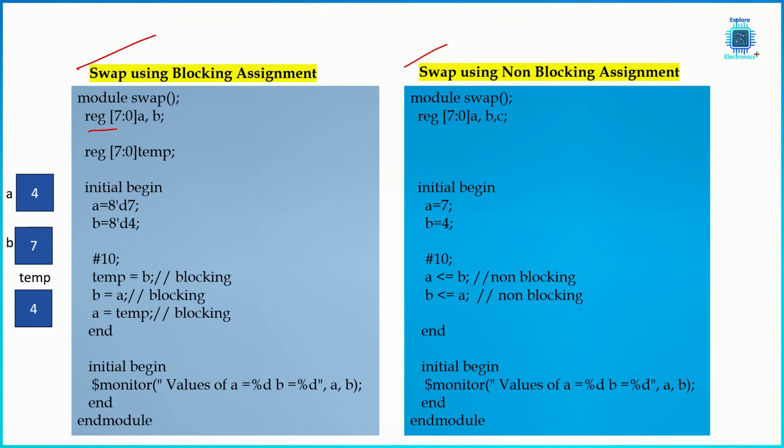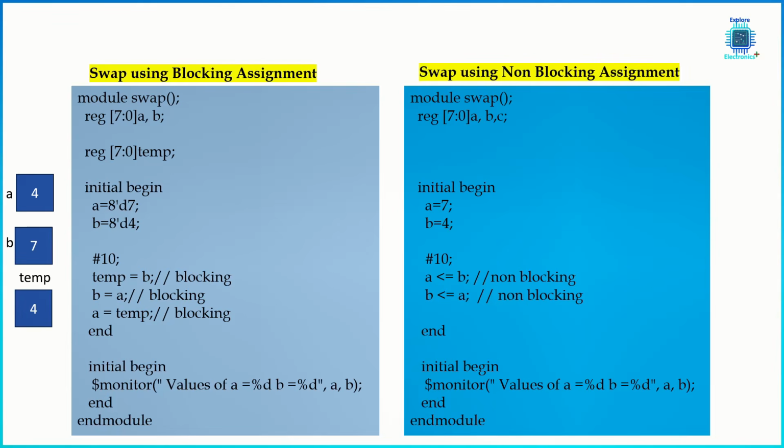We have 2 registers, A and B. Here also A and B are the 2 registers. Don't worry about this. While swapping, the value of A, which is 7, goes to B, and B, which is 4, goes to A. We require a temporary register while doing this in blocking assignment. Why? Because first A will be 4 and then B will be 7. We need to keep this value of 4 in a temporary register, then do the assignment of B to A, and then the temporary register to B. This is the way we need to do it.